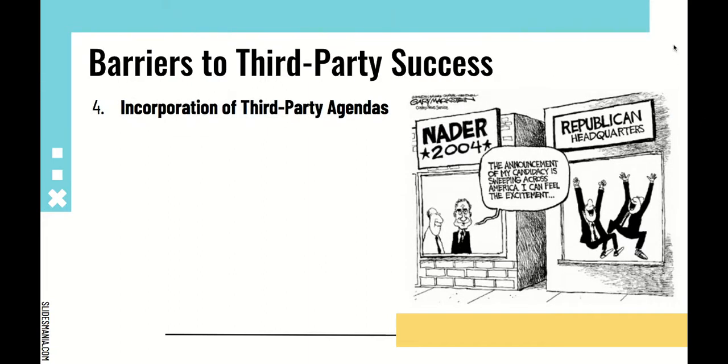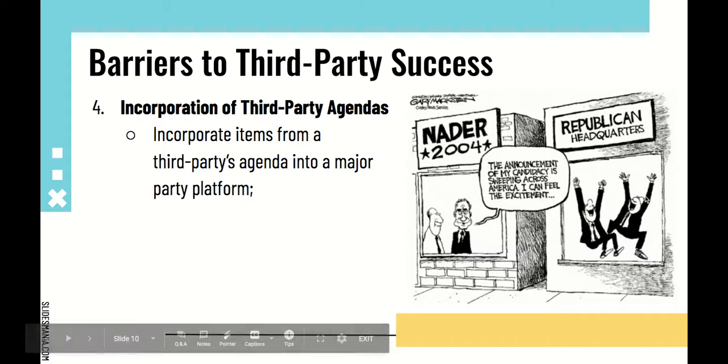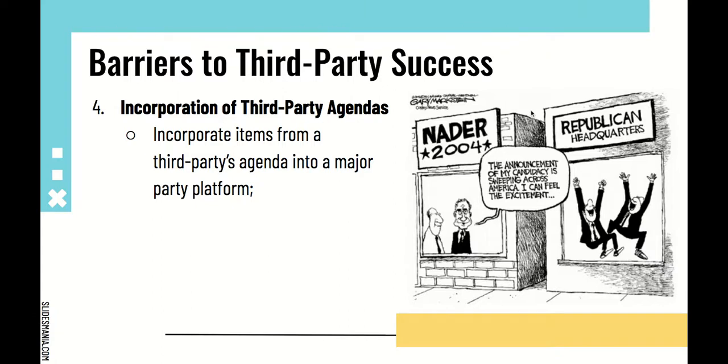And then finally, we have the incorporation of third party agendas as a structural barrier here. Now, over our history, there have been 52 independent political parties, but none of them have gained any traction. And part of that reason is because major parties will incorporate items from a third party agenda into their platform. So, this cartoon here, Nader was a very famous guy who was running as a third party candidate in the early 2000s, right? The Republican headquarters are jumping up and down because they know they can incorporate quite a bit of his platform and policy issues to gain his votes.